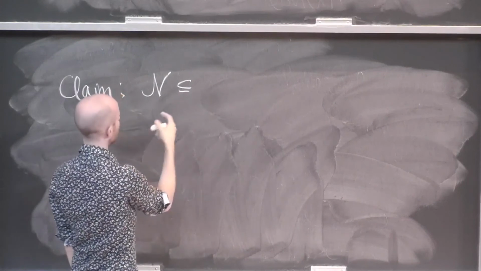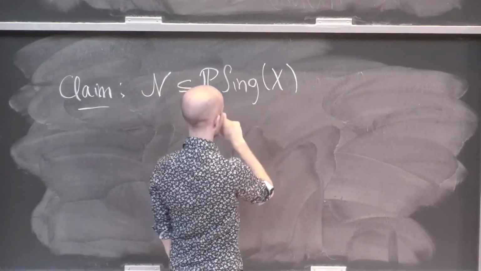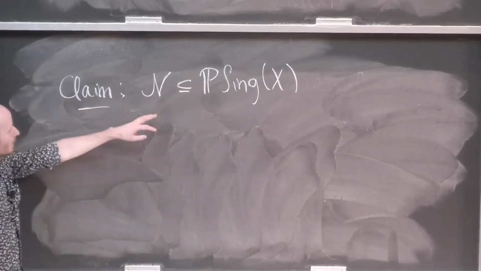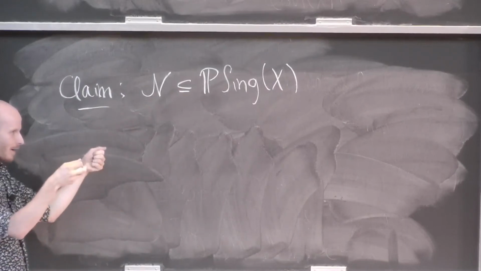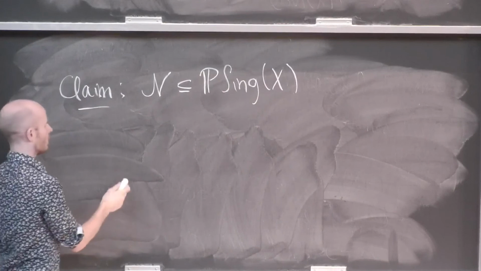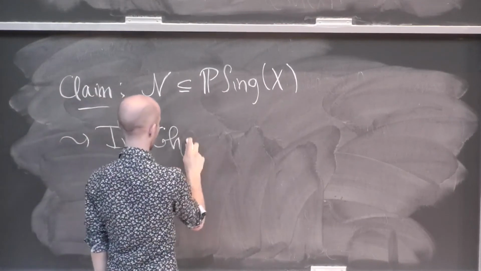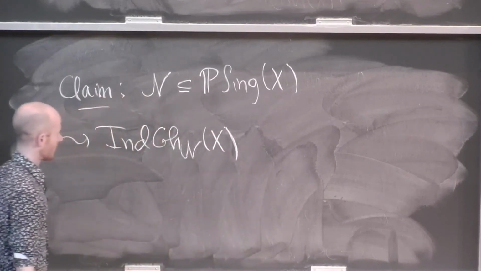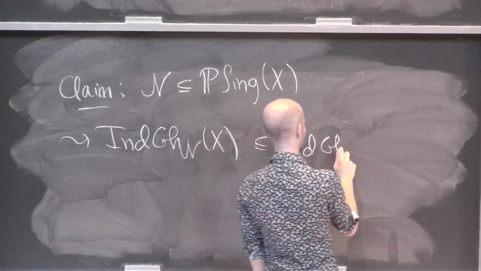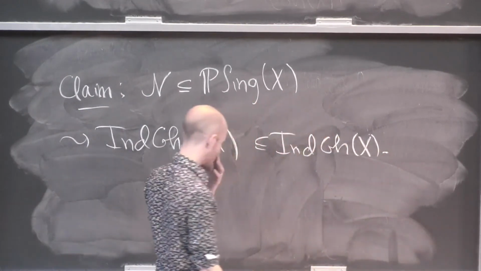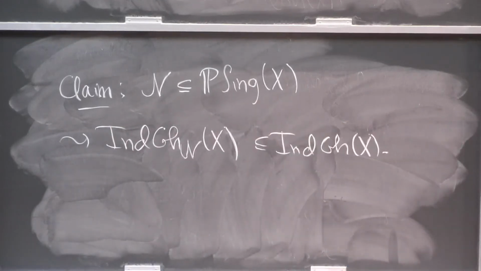So now I claim that if you're given some N inside of the projectivization of this singularity space over X, and this really is a projective bundle with empty fibers over smooth points, this gives rise to a subcategory, generalizing what we did before, of sheaves with singular support inside of N, IndCoh_N of X. Let me give the construction. It's just exactly what we said before.